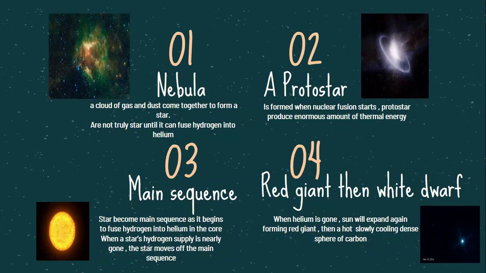The fourth level will be the red giant level or phase. When the helium is gone, the star will expand again, forming a red giant. Then the last step in the medium-sized star will be the white dwarf. The white dwarf will be a slowly cooling dense sphere of carbon. So here you can see another element is formed. We are talking all the time about hydrogen and helium, but in these last phases, the star forms other heavier elements like carbon, iron, magnesium, and so on.